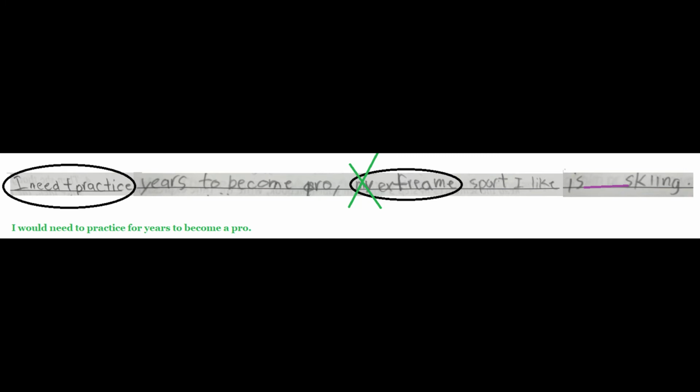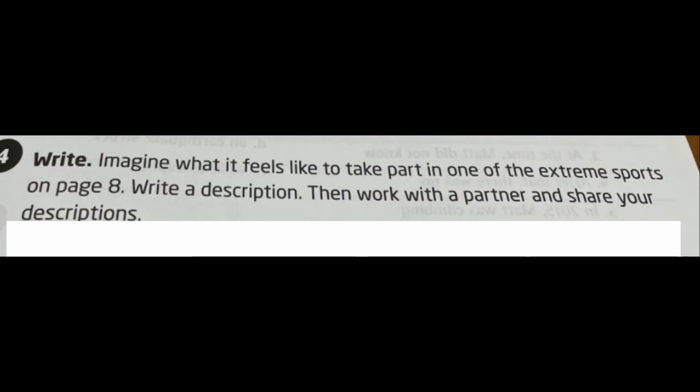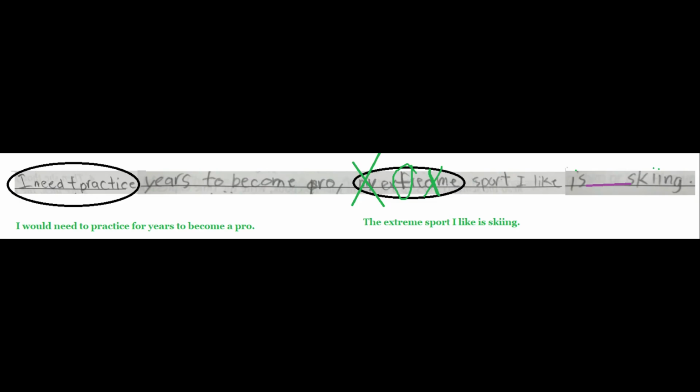If you said the spelling of extreme, you're right. That T looks like an F, and there is no A in extreme. And he would have noticed that if he would have read the instructions, because the word extreme is there. So it should read, the extreme sport I like is skiing.